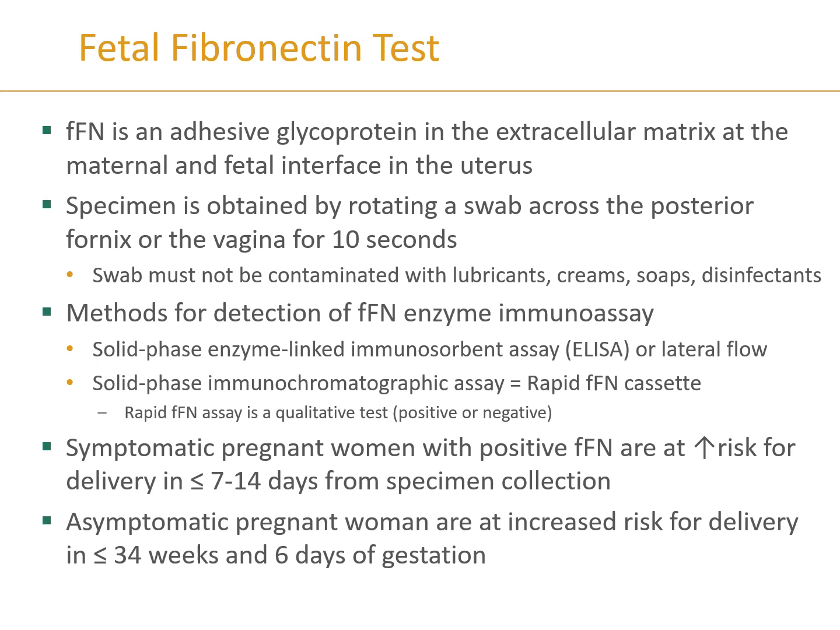And so fetal fibronectin is an adhesive glycoprotein in the extracellular matrix at the maternal and fetal interface in the uterus. So it's where mom and baby kind of butt up against each other, where baby's placenta meets mom. So the fetal fibronectin is elevated in about the first 24 weeks of pregnancy, and then it diminishes. So if it's present in vaginal secretions beyond 24 weeks of gestation, then that's going to be indicative of preterm labor or delivery.